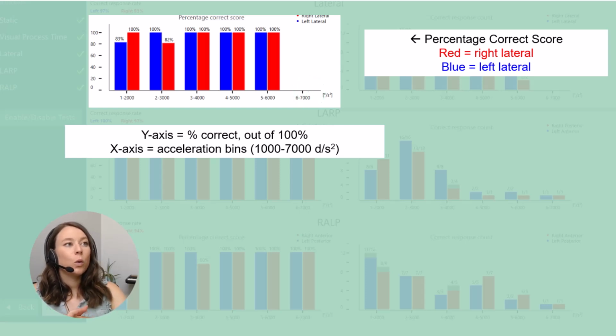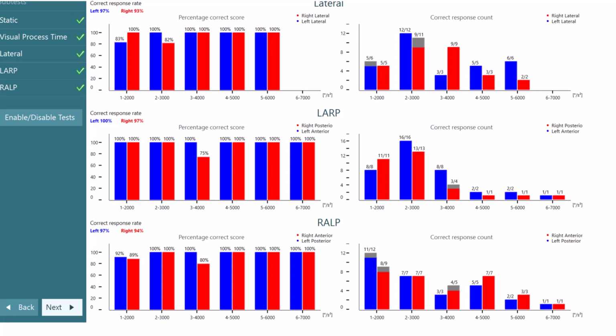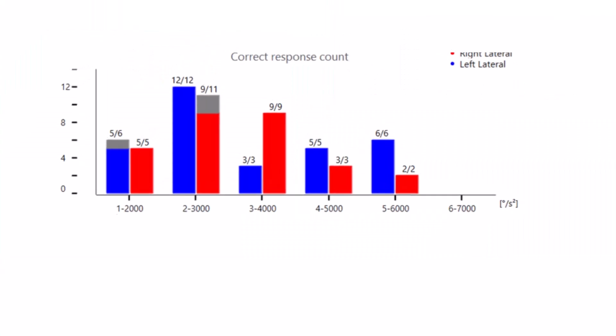And so you're able to quickly look at how the left ear versus the right ear did at different head speeds. And this is really what you may be looking at this graph for. You're looking for patterns of performance. Does the patient's performance get worse as the speed gets faster? Or do you see that performance is pretty equivalent across all the speed bins? Answering these questions from this graph may be very helpful information for you to know as you prepare your patient's next steps for rehabilitation. The last thing that I look at on the summary screen is the correct response count.